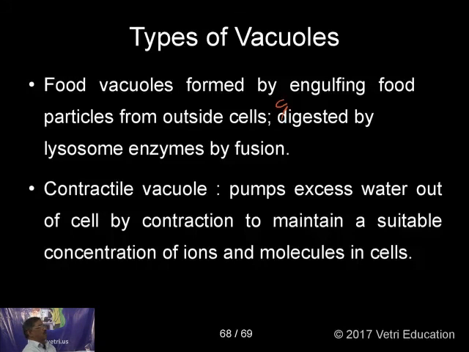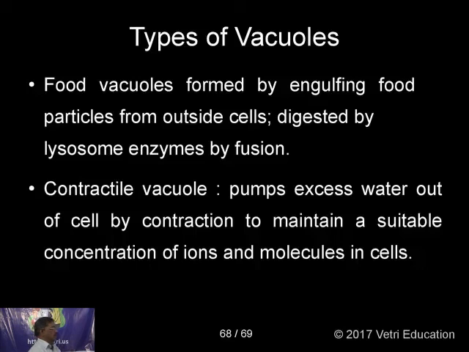There are different types of vacuoles. Food vacuoles are formed by engulfing food particles from outside the cell, which are digested by lysosomal enzymes by fusion. So in the lower animals, they take in food by engulfing it and forming a vacuole, which is called a food vacuole.